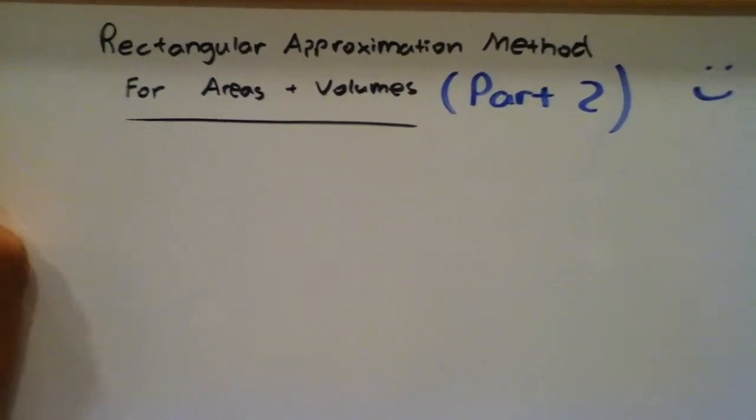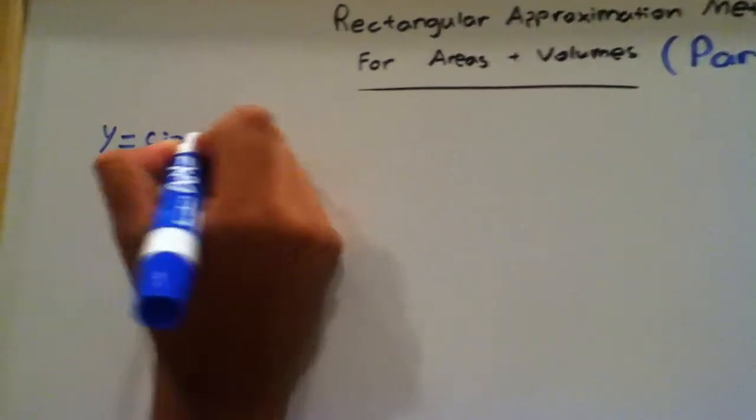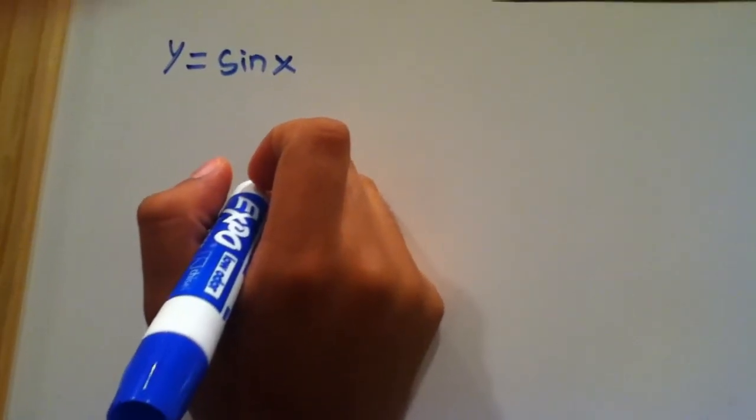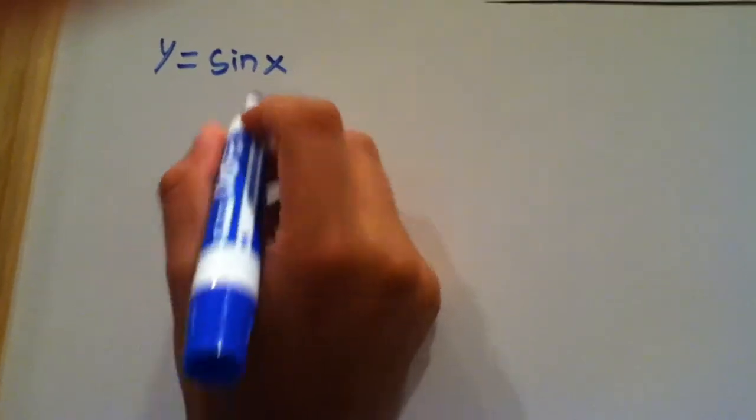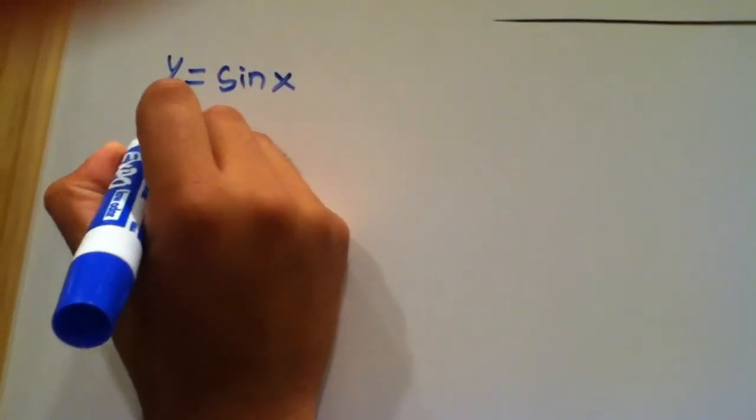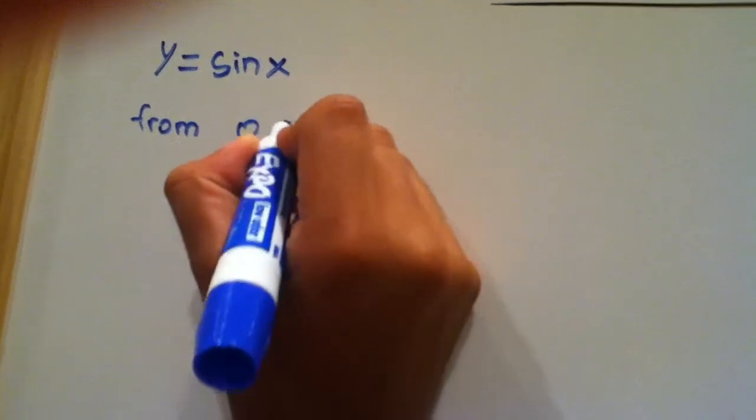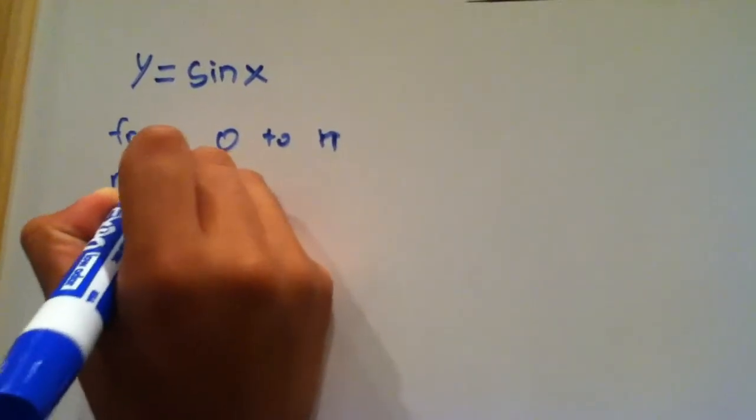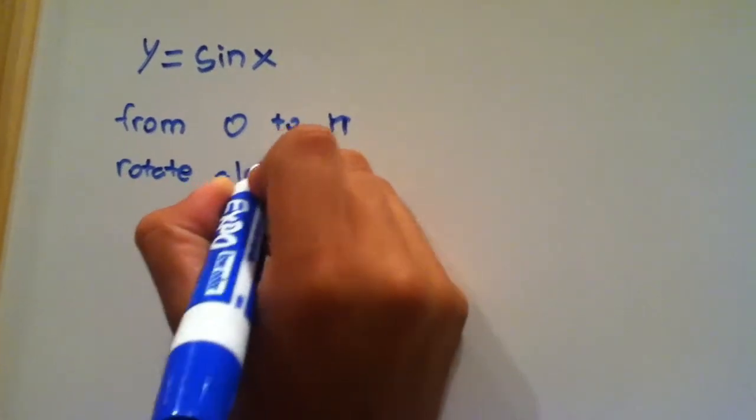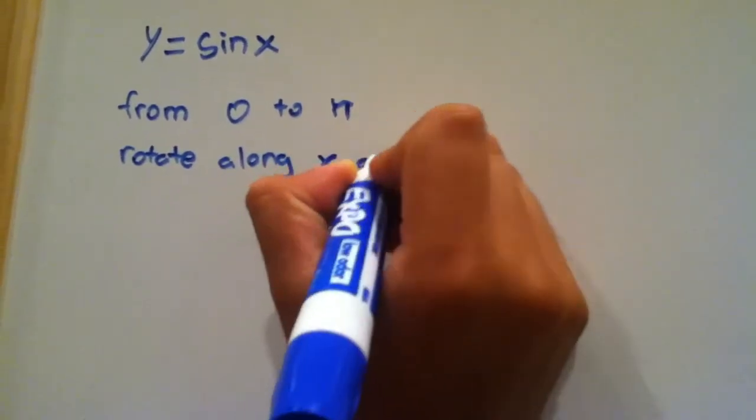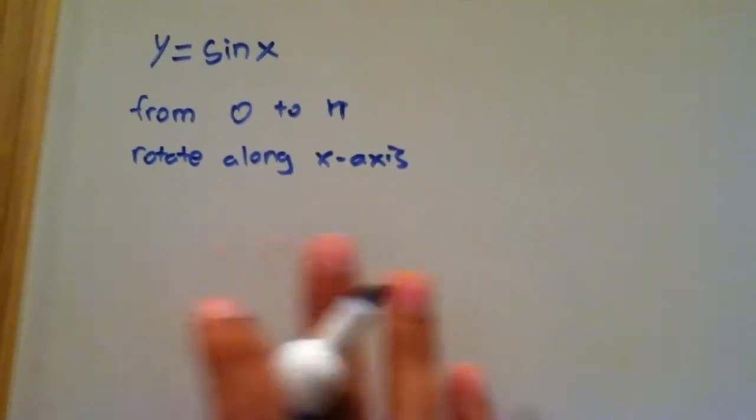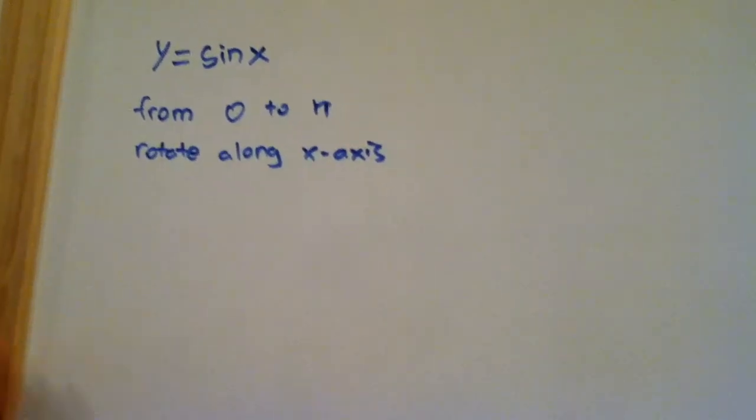Here's the example: y is equal to sine x, and you're going to revolve this curve about the x-axis, but only on the interval from 0 to pi. So you're going to rotate this along the x-axis, and I want to find an estimate of the volume of this ellipsoid shape that you get at the end.